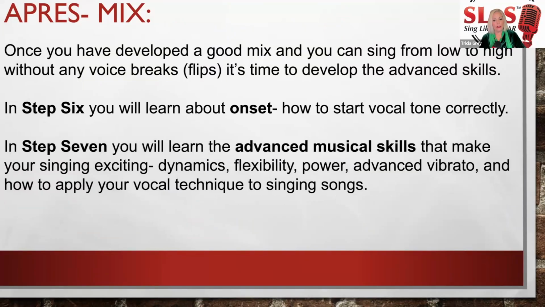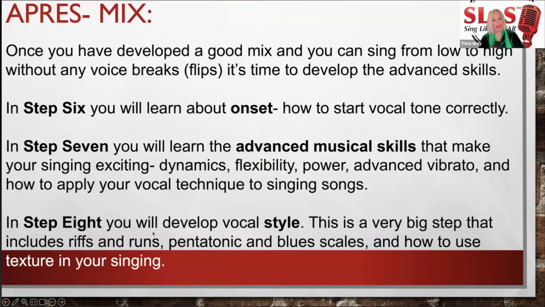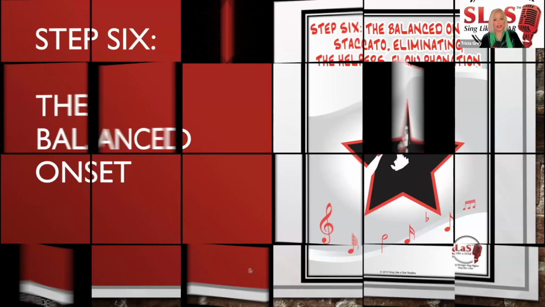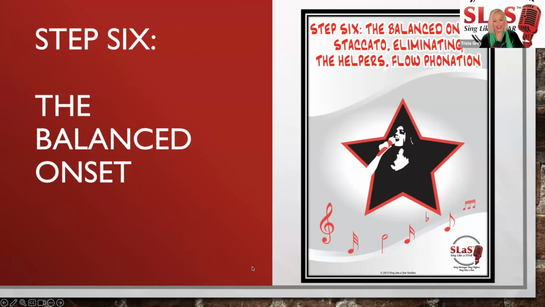In step 7, you learn the advanced musical skills that make your singing exciting, such as dynamics, flexibility, power, advanced vibrato, how to apply your vocal technique to singing songs. In step 8, you will develop vocal style. This is a very big step that includes riffs and runs, pentatonic and blues scales, and how to use texture in your singing. Step 6, the balanced onset.